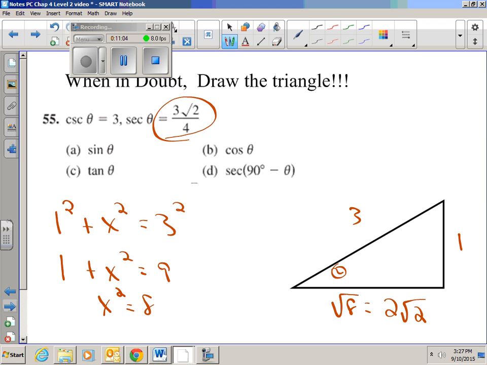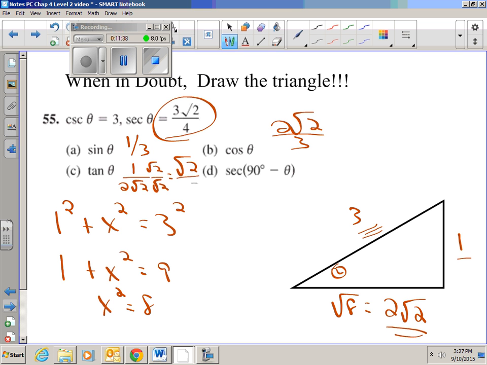So now that we have that, we can figure out all of these answers. Sine theta is going to be opposite 1 over the hypotenuse 3, 1/3. Cosine theta is going to be the adjacent over the hypotenuse, which is 2 root 2 over 3. Tan theta is going to be 1 over 2 root 2, which of course now I need to rationalize. It looks like I have root 2 over 2, times root 2 times root 2 is 4. And finally, the secant of this thing, this says the complement of theta. 90 minus theta is going to be the complement of theta, which is this angle right here. So the secant of that is going to be the reciprocal of cosine. So the cosine of this angle is 1/3. So the reciprocal of 1/3 is 3.